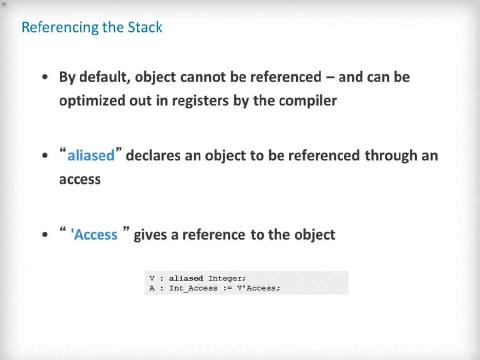Aliased declares an object to be referenced through an access. When the objects are declared, they must be qualified with the aliased keyword, and any access-type objects that wish to use the object must be initialized with object tick access.